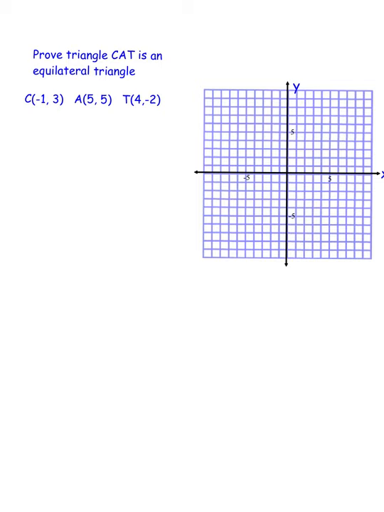Okay, last question. It says prove triangle CAT is an equilateral triangle. Equilateral means three equal sides, so three congruent sides, and we do that by doing distance. Once again, I'm going to hit pause, I will do the work, and then I will come back and explain it to you.